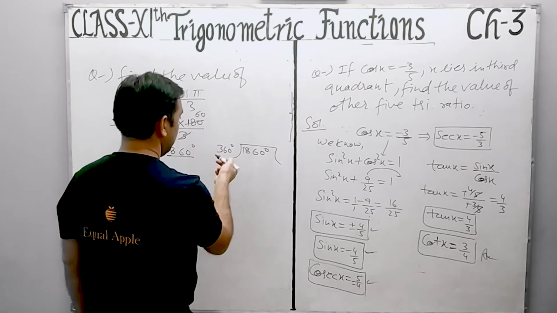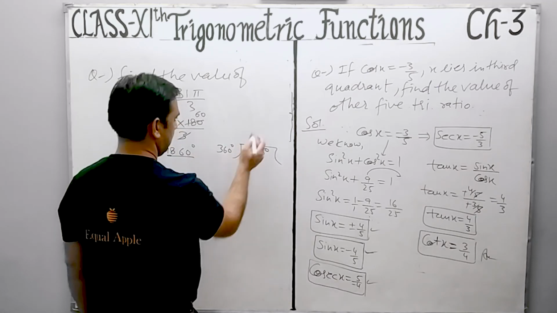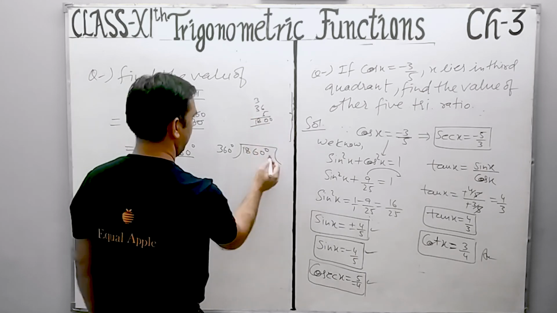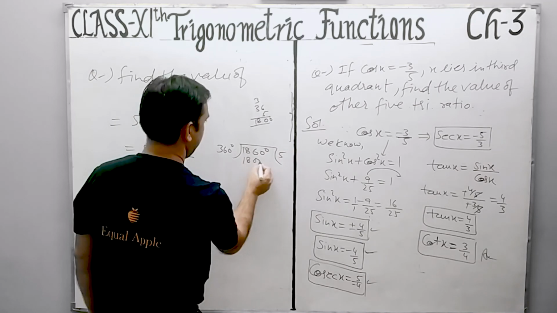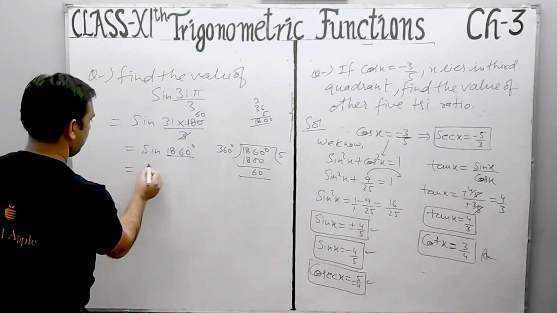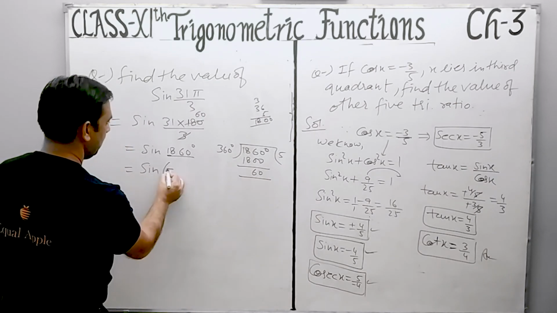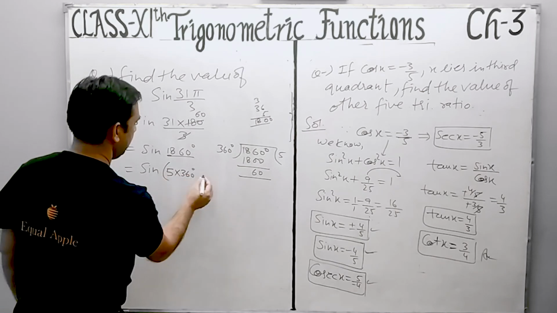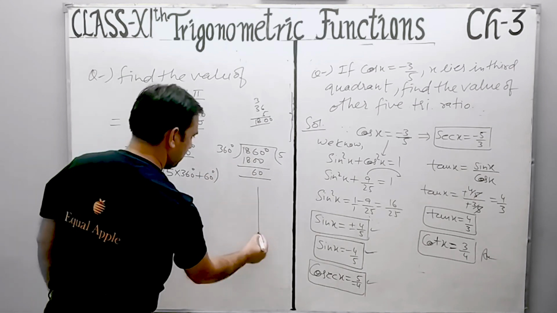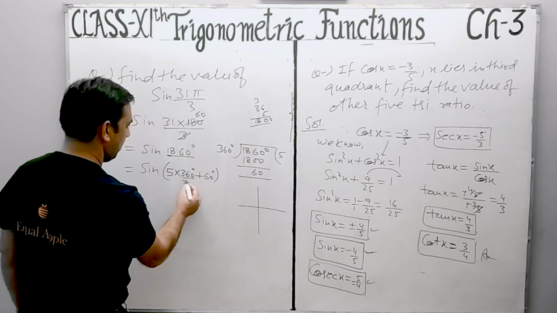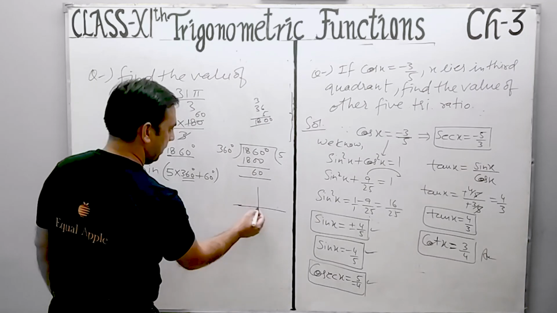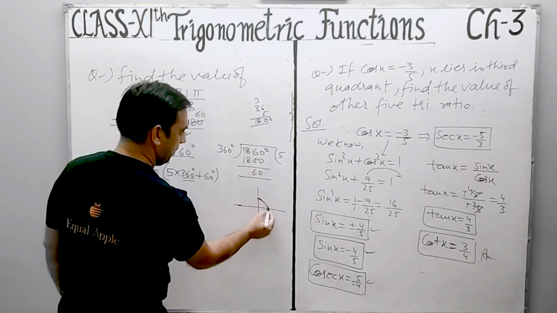So we can calculate: 5 times 360 is 1800. So we can write it like sin of 5 into 360 plus 60 degrees. It means this value comes in the first quadrant, because we can read it like 2 pi plus theta, as we have done in the chart. The 2 pi plus theta will come in this quadrant.